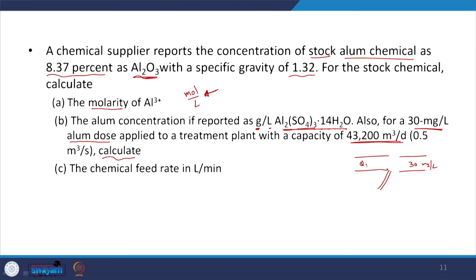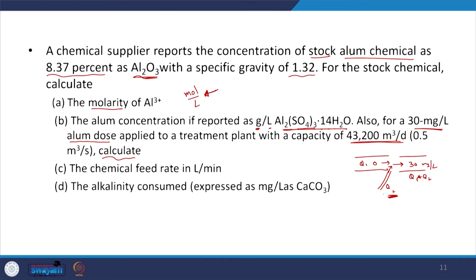So, I have Q1 and Q2. Q1 has 0 concentration of alum, Q2 has this concentration of alum. Both will mix, and finally, I will end up with this 30 milligram per liter in Q1 plus Q2, let us say, right. So, this is what we have. So, how much is this feed rate? How much feed rate do I need?